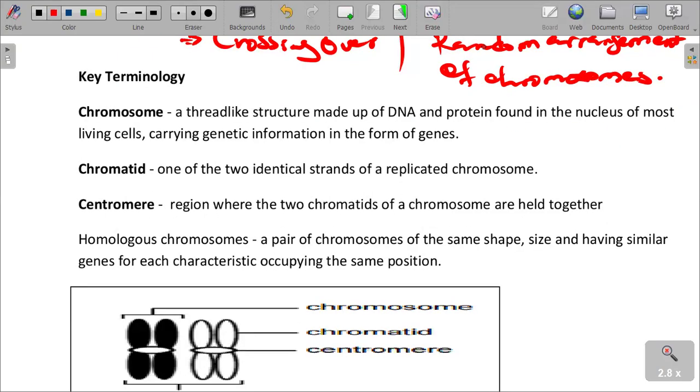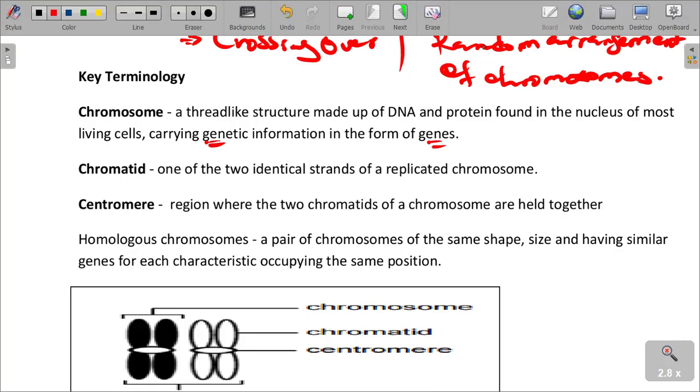I want to look at key terminology that we need to know when we get into meiosis: chromosome. What is a chromosome? I want you to note that chromosomes are thread-like structures made of DNA and protein found in the nucleus of living organisms. They carry genetic information in the form of genes.